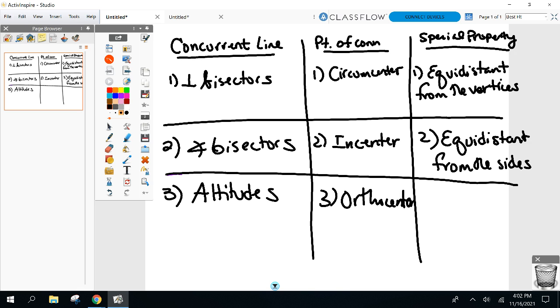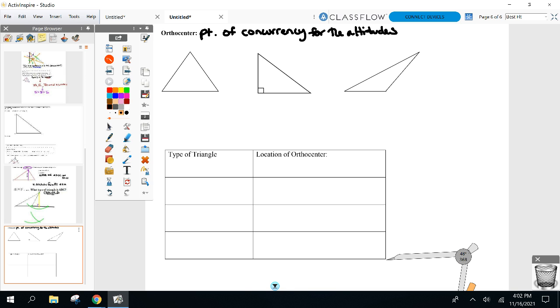And unfortunately, this might be good news for some of you because I've been throwing a lot of vocab at you, but there is no special property of an orthocenter. None. It's not equidistant from anything. But I would like you to know where it's located depending on what type of triangle I have. Depending on the type of triangle, where is the orthocenter located?